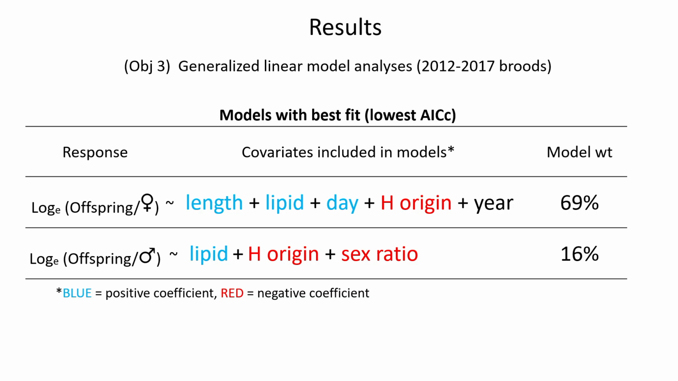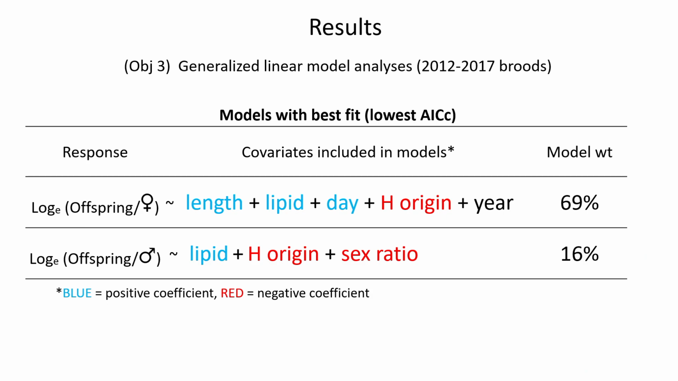So our best models are shown here. The blue indicates a positive effect, red negative. So for females, length, lipid, and day, that's arrival day, all had positive effects on reproductive success, and being of hatchery origin had a negative effect. For males, lipids had a positive effect, and again, hatchery origin had a negative effect, as did sex ratio. So as the male to female ratio went up, their success went down.